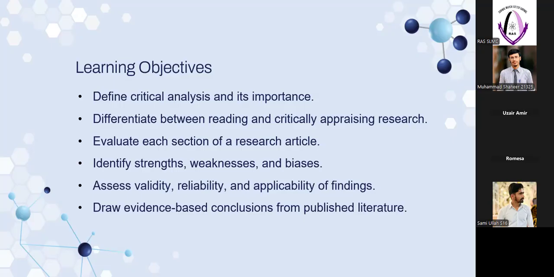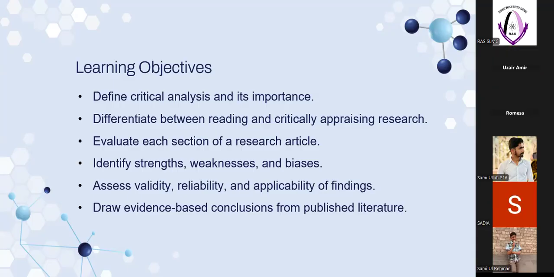And we will also evaluate each section of a research article. Basically, a research article has multiple components, and I will try my best to dissect each and every single one of the research article's components so we can get a better understanding of how critical analysis actually operates when we are doing it in the real world. We are going to identify the strengths, the weaknesses, and the biases of a research article. We're going to discuss all these terms in great detail. We are also going to discuss the validity, reliability, and applications of a research article. And also, we are going to draw evidence-based conclusions from published literature.